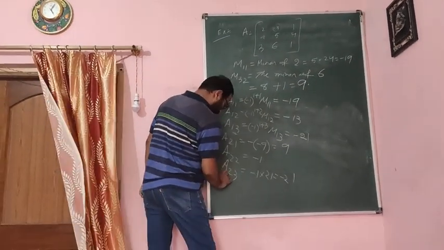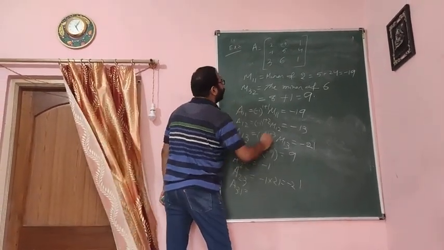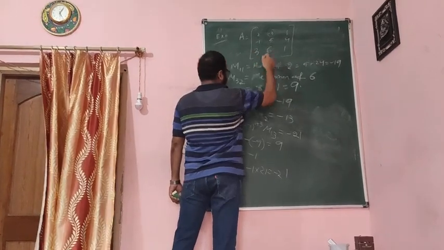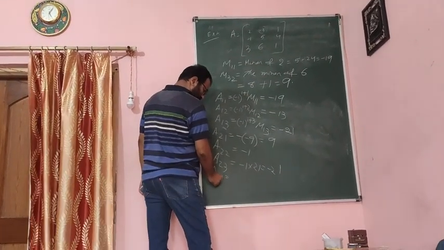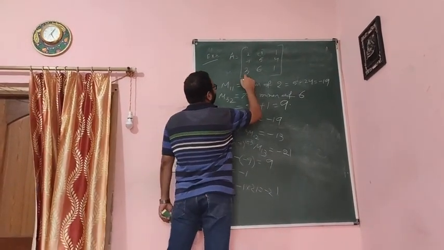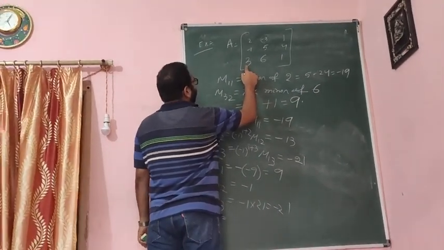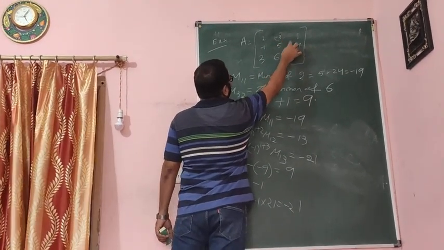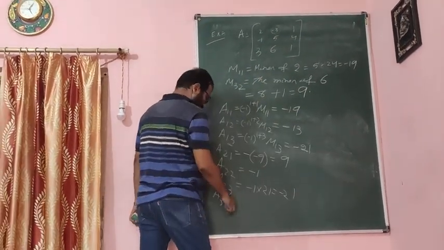Similarly, come to A31. Here the sum is even: 3 plus 1 is 4. So minus 1 to an even power is positive, so it is plus. Meaning the cofactor of this element. You delete this column and this row, so you get minus 12 minus 5, it is minus 17.